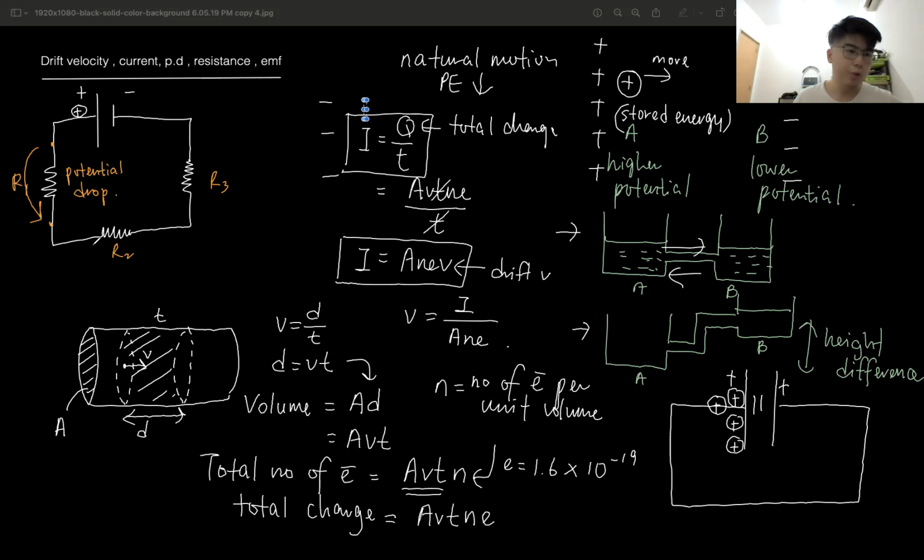Again, run through R2, there's another potential drop. Through R3, there's another potential drop. And by the time it reaches the negative, what is the potential? The potential becomes zero. If I say that the battery is 3 volt, at the positive, the potential is 3 volt, and by the time it reaches the negative, it becomes 0 volt. Because there's a potential drop here, 1 volt, 1 volt, 1 volt, no more, considering the wire has 0 resistance.